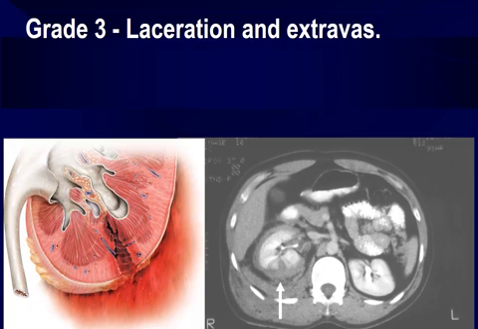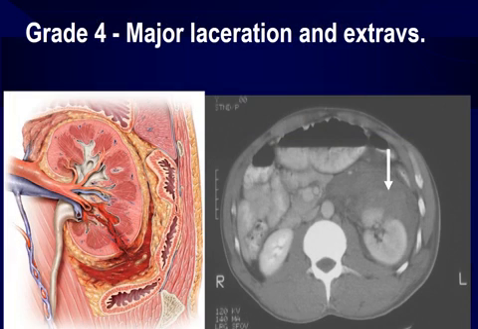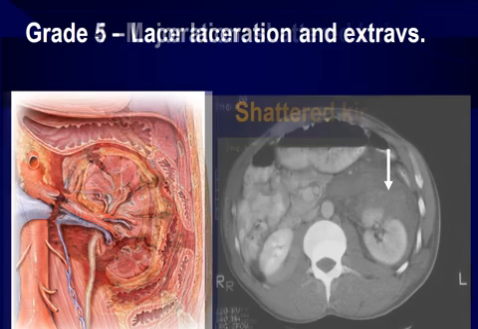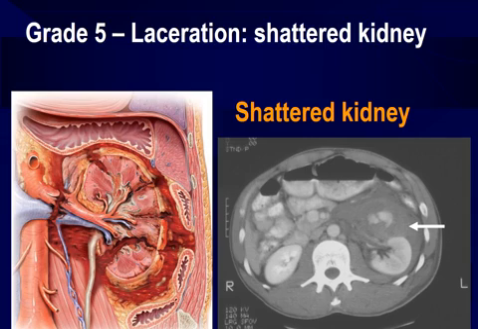The laceration is more than 1 centimeter but doesn't reach the collecting system. This is a larger laceration on the left side of the patient, and we can see that the hematoma is large around the kidney, and the laceration almost reaches the collecting system. Grade 5 is called shattered kidney. You see a piece of the kidney with contrast far from the rest of the kidney, so it's almost completely separated from the kidney, with a huge hematoma around the kidney parenchyma and even crossing the midline.